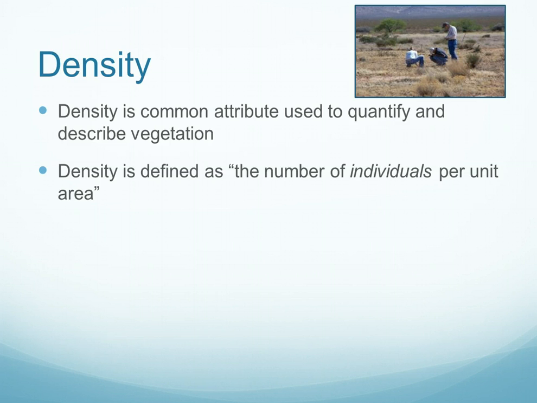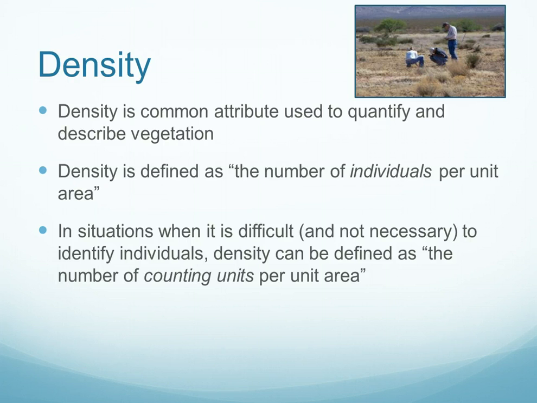Density is defined as the number of individuals per unit area. Sometimes, with certain species, it's difficult to discern what an individual is, and it may take time to identify individuals. And it may not be necessary to identify individuals depending on the management objectives for doing the study. So density can be defined as the number of counting units per unit area. And then, of course, it would be important to clearly define what a counting unit is.